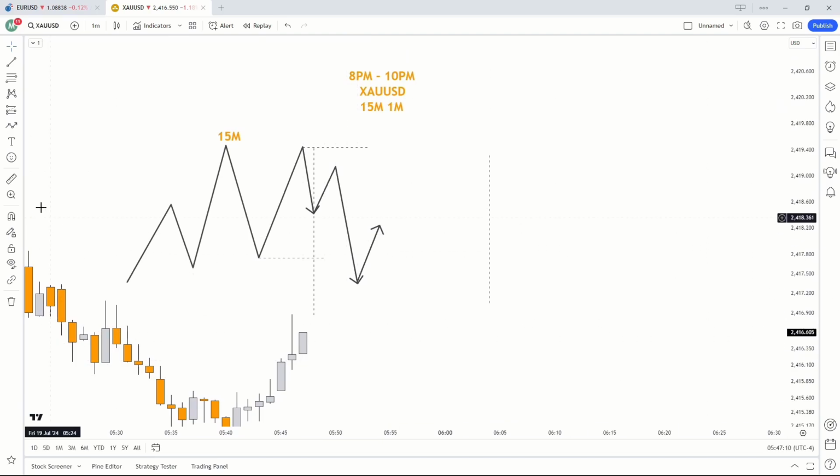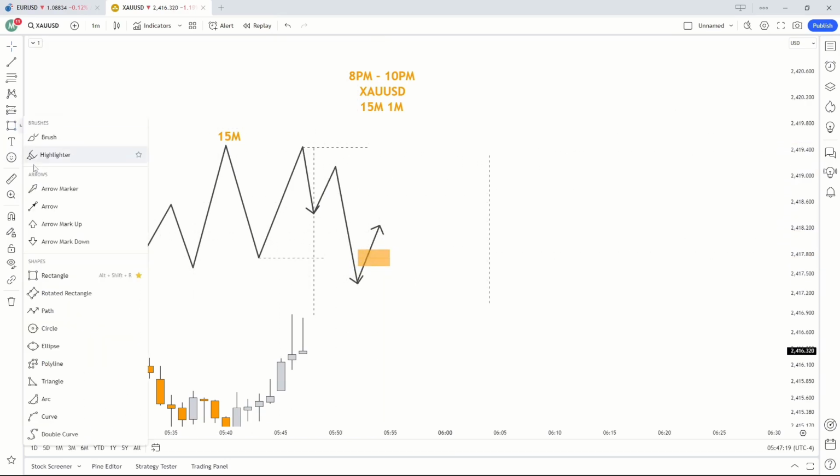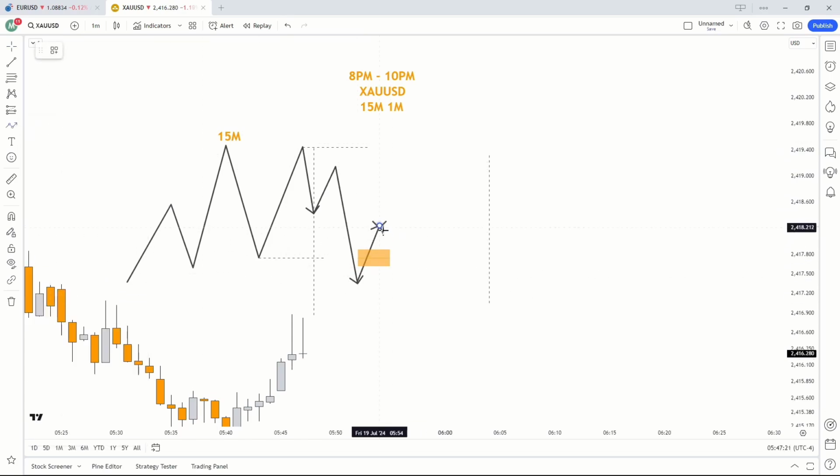Now for entries, as I said earlier, if we do get a displacement leg and we do have a favorable fair value gap, that will be my choice of entry. So if we get a fair value gap, I'm going to mark out my fair value gap, look for any additional confluences such as a BPR, breaker block, anything of the sort. If not, I'll just enter my fair value gap and we will be targeting 1 to 2.